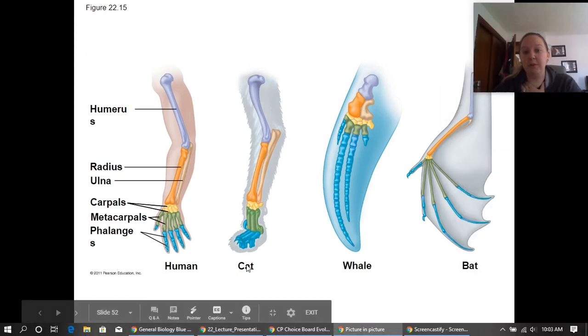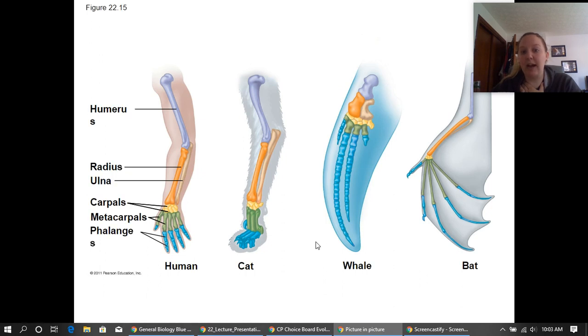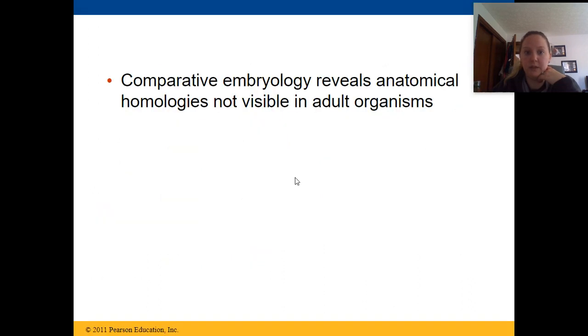So I said human and cat, and I said bat too, but whales also have carpals, metacarpals, and phalanges, and actually everyone has a humerus, a radius, and an ulna as well. But we use ours to hold, to grasp, to open. Cats use theirs to walk. Whales use theirs to swim, and bats use theirs to fly. But we are all descendants of common ancestors.